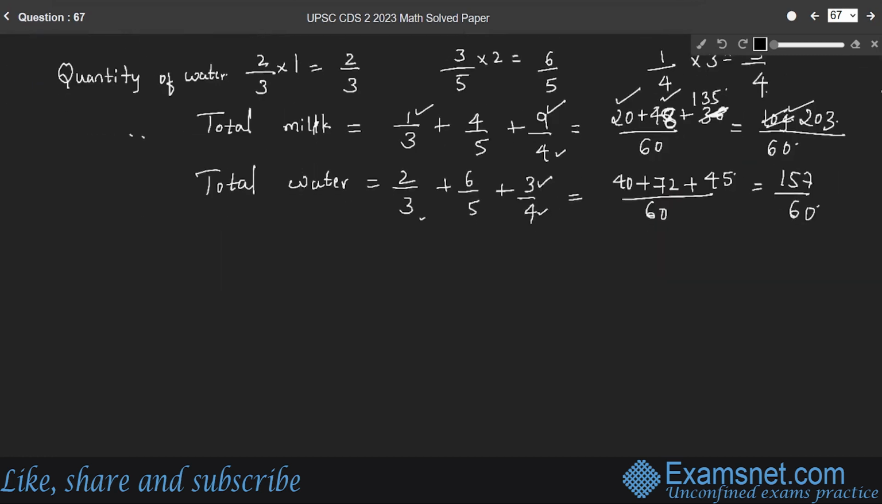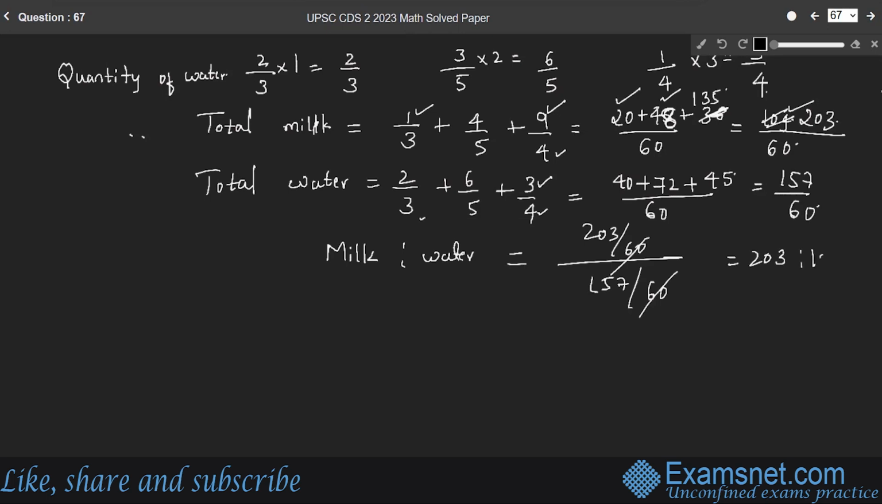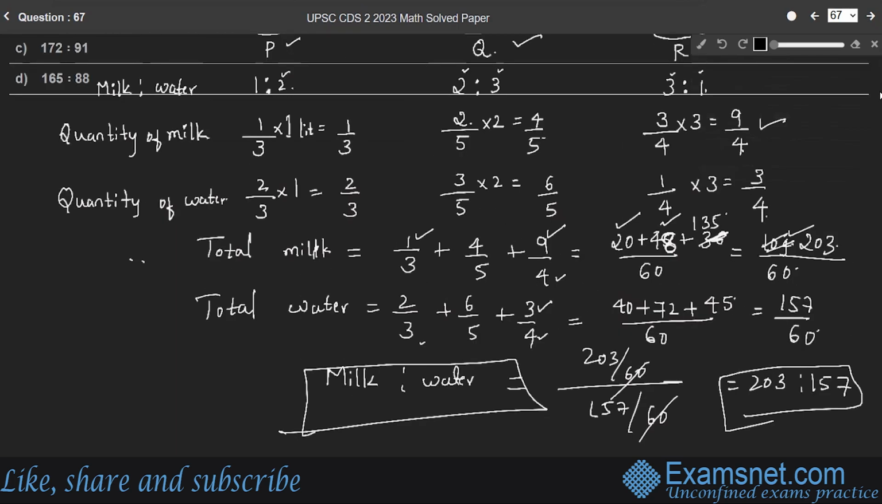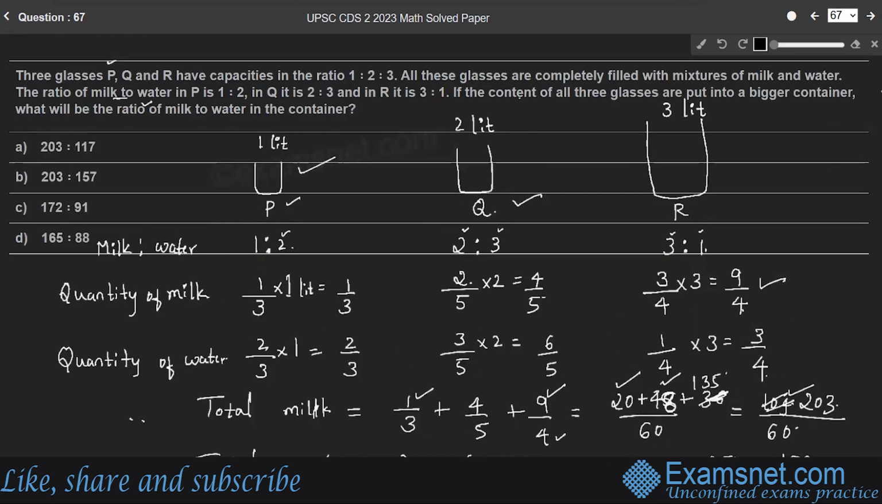So the milk to water ratio we need. In the big container, the milk to water ratio is 203 by 60 divided by 157 by 60. The 60 will get cancelled. Therefore, 203 to 157 is the milk to water ratio in the big container. The total quantity of milk to the total quantity of water gives the ratio of milk to water in the big container. Therefore, option B is the right answer.